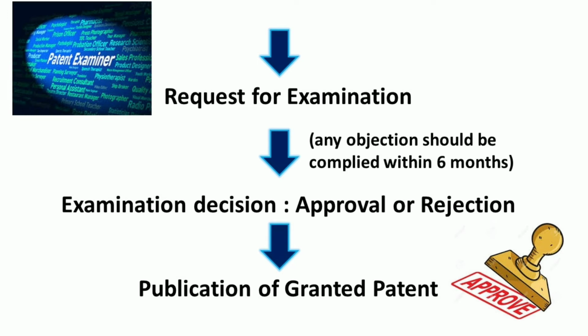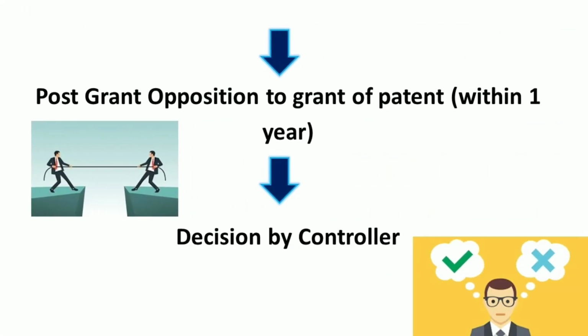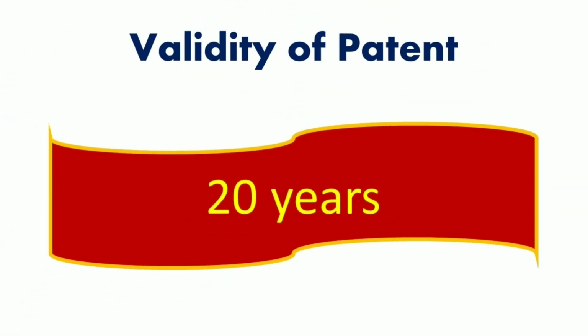Once the patent is approved, then it will be again published as an approved patent list by the patent office. But after the opposition as well, if anyone is having any objection, then they can raise their query within a year. And whatever the decision by the controller, all the parties should abide by the same. This approved patent is valid for 20 years from the date of filing.